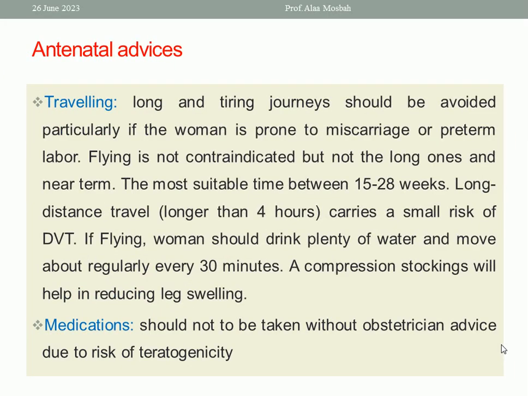What about traveling? Is it allowed during pregnancy or not? Yes, it is allowed. But a long and tiring journey should be avoided, particularly if the woman is prone to miscarriage or preterm labor.